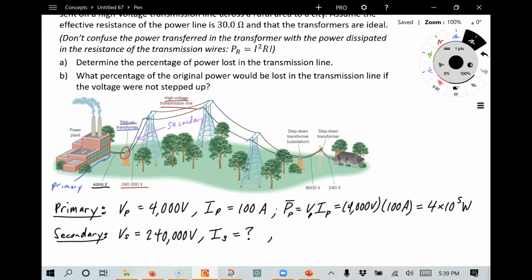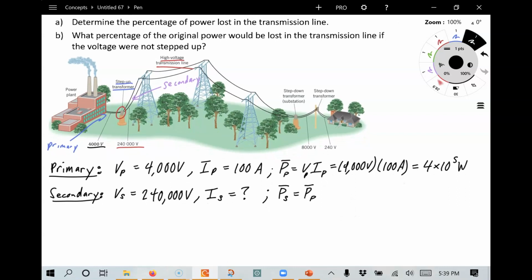However, we do know what the power in the secondary is. We're going to assume this is an ideal transformer. And in the transforming process, where we transfer the power from the power plant to the transmission lines, if it's an ideal transformer, then the power in the secondary is equal to the power in the primary. And in this class, we're going to assume that that's always the case for transformers. In reality, it's usually about 99% efficiency, so it's pretty good.